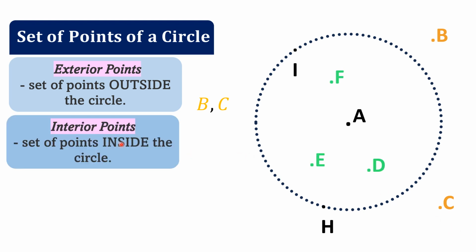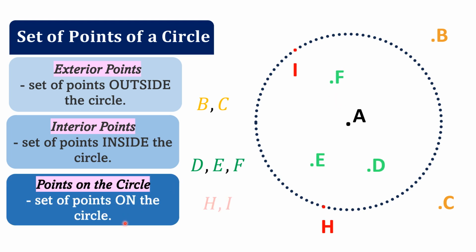Next set are the interior points. These are set of points inside the circle. In this example, the interior points are D, E, and F.